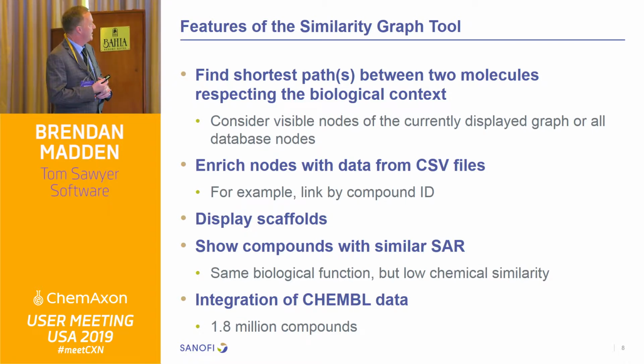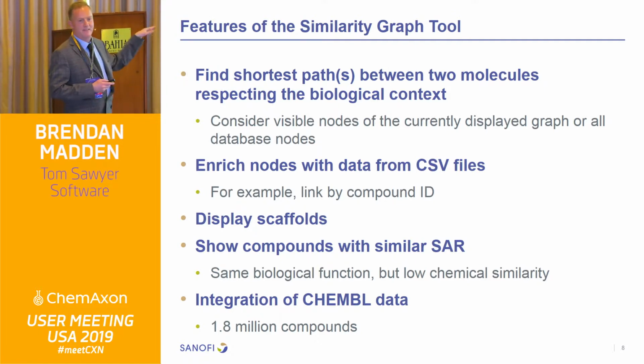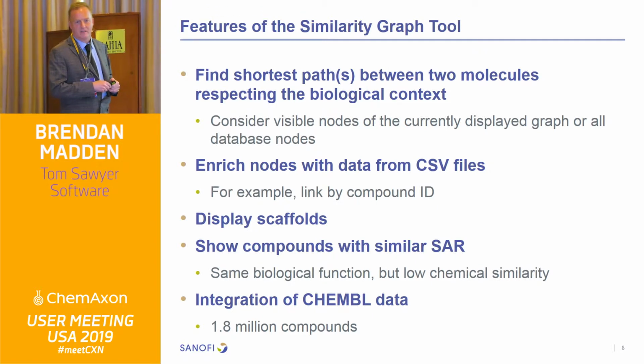They're trying to find the same biological function but low chemical similarity. And the video we're going to show is obviously with the public domain ChEMBL data set, from the European Bioinformatics Institute. So this demo was against about 2 million compounds, the demo we're about to show.